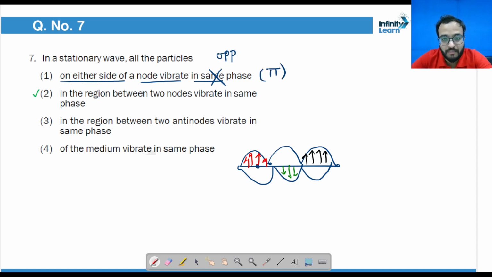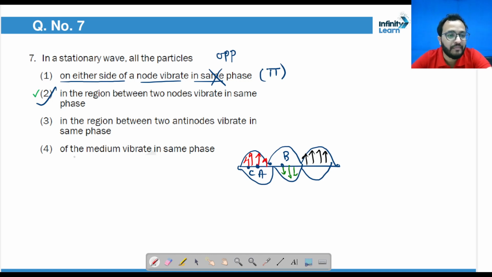That means if I'm talking about this and this particle, A and B, they are in opposite phase. But if I talk about two particles A and suppose C, they are between two consecutive nodes, so obviously they will vibrate in the same phase. So the second option is correct. No need to read the third and fourth options.